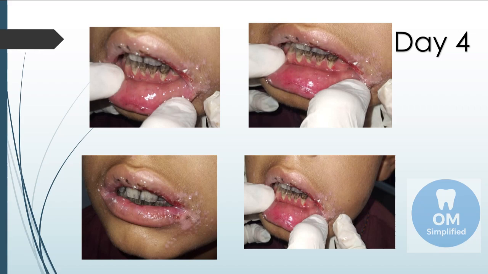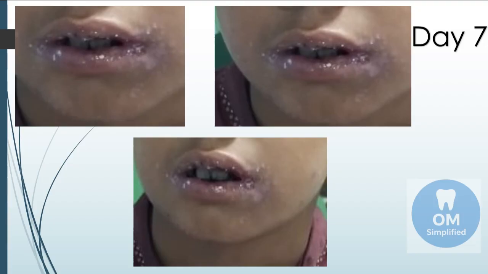Now on day 4, you can see that the scabs that were present over here have also fallen off. And by day 7, the patient felt fine. There was no fever. There was almost no pain in this patient. But unfortunately, this patient didn't show up to us for follow-up, so we could not get any follow-up picture of this patient, but he was admitted in our department for 7 days.